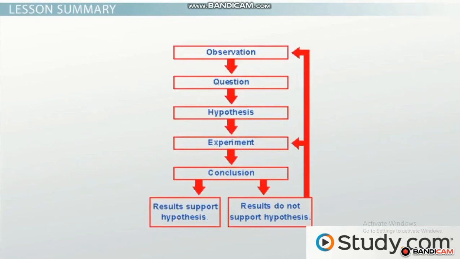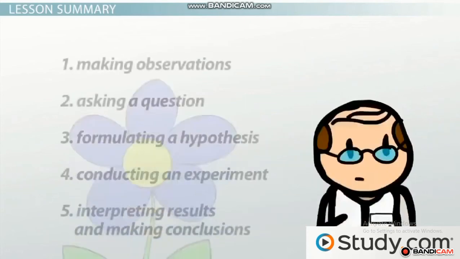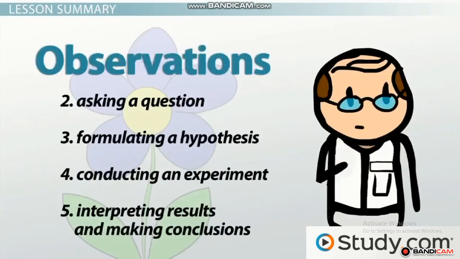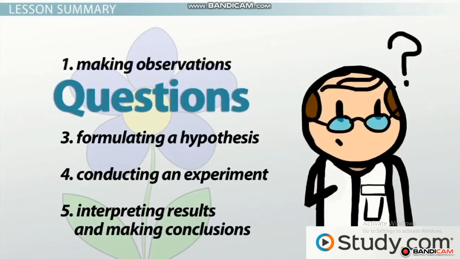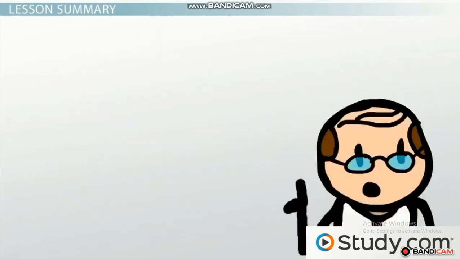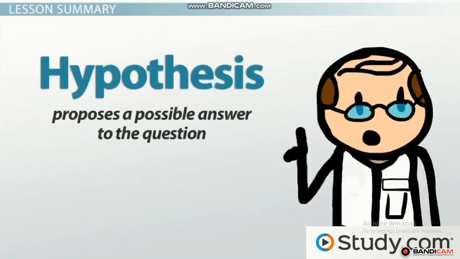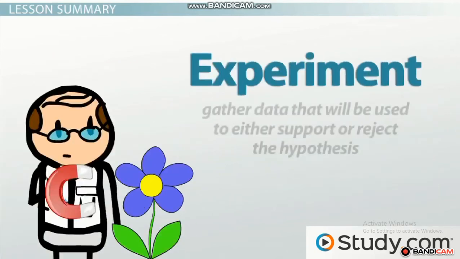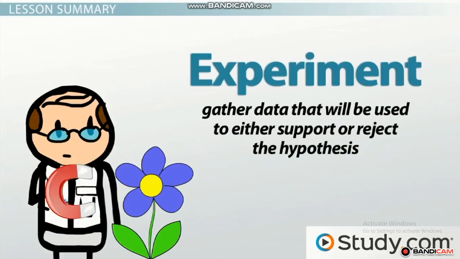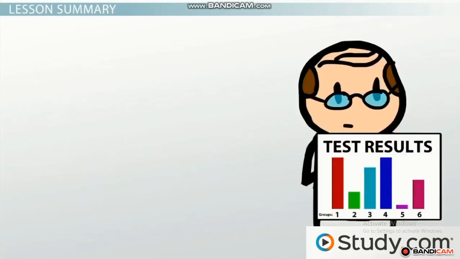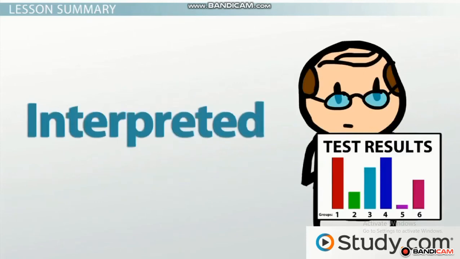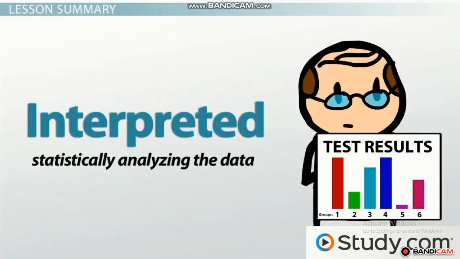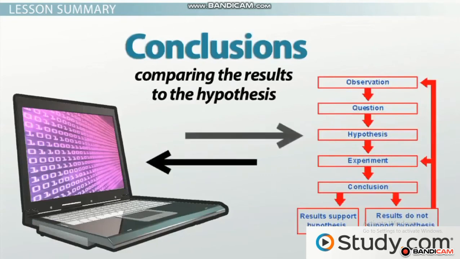Now, let's review the steps of the scientific method and its importance to solving environmental problems. The scientific method begins with observations of a natural occurrence and then leads to the generation of questions based on the initial observations. Once a question has been determined, a hypothesis is developed that proposes a possible answer to the question. An experiment is then conducted to gather data that will be used to either support or reject the hypothesis. After all of the data has been collected, it must be interpreted, which includes statistically analyzing the data and making conclusions by comparing the results to the hypothesis.